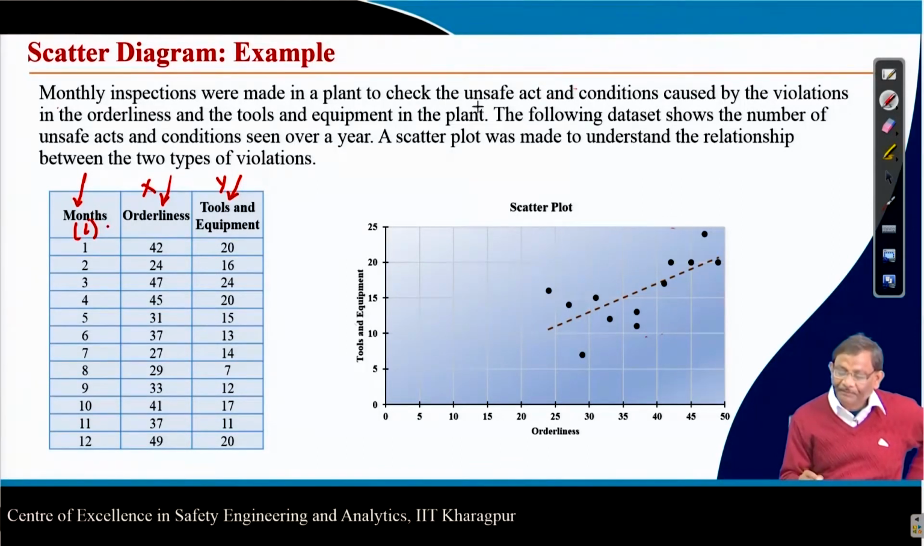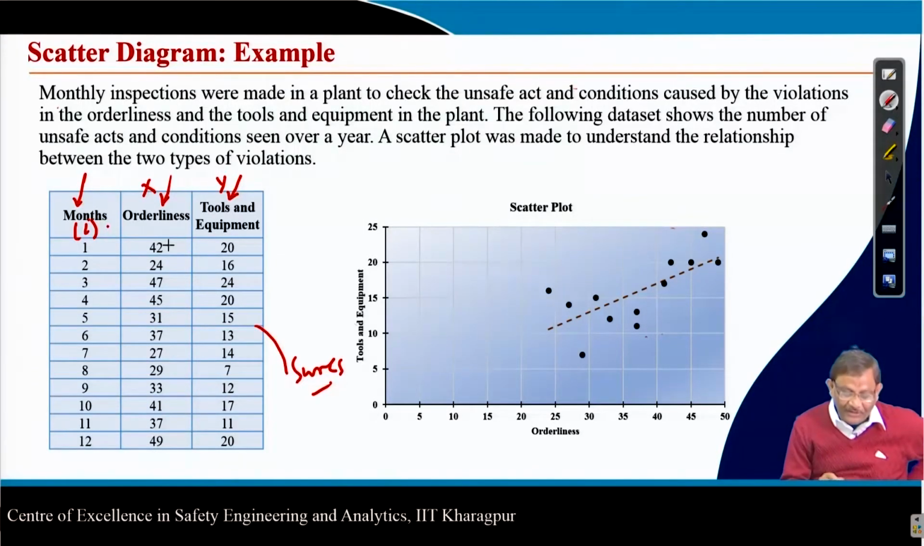Instead of writing number of unsafe action and condition, if I write these are the gross risk codes in the month 1 from the orderliness point of view, this can be other kind of scores also. So, although the count data I have given you here, but some kind of numeric continuous data also can be created. Essentially, we are interested to discuss on scatter diagram.